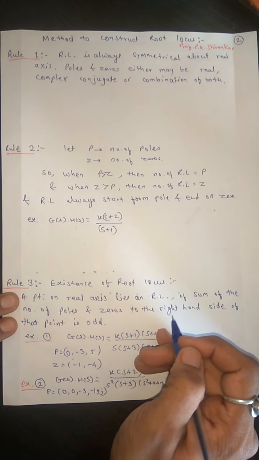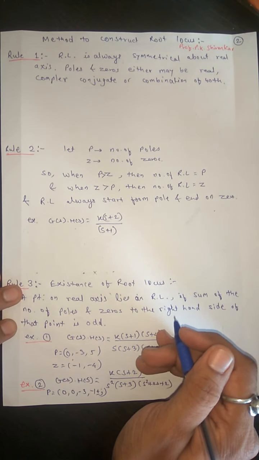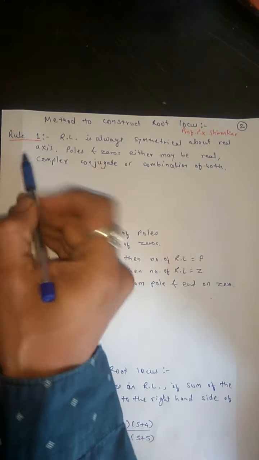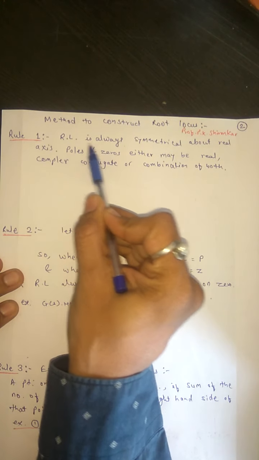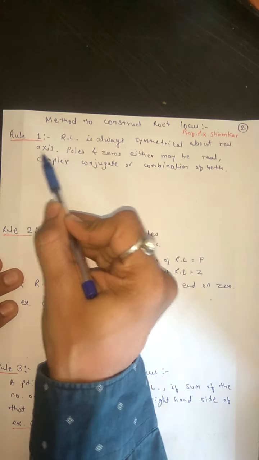Today we are starting with the method to construct root locus. So here we go. There are usually 8 rules to construct root locus. Rule number 1: root locus is always symmetrical about the real axis.